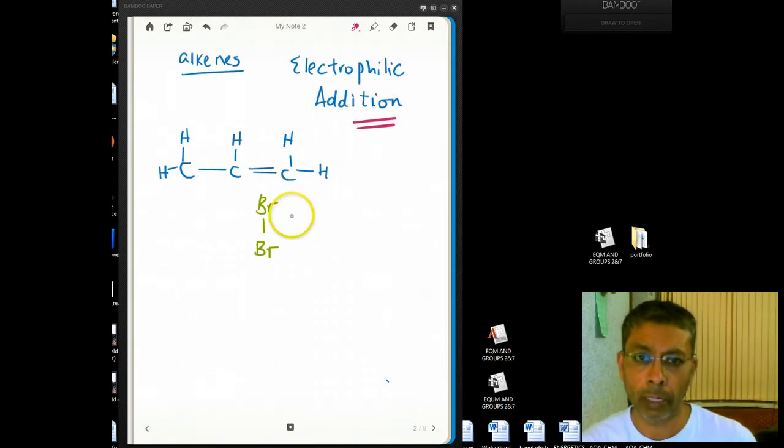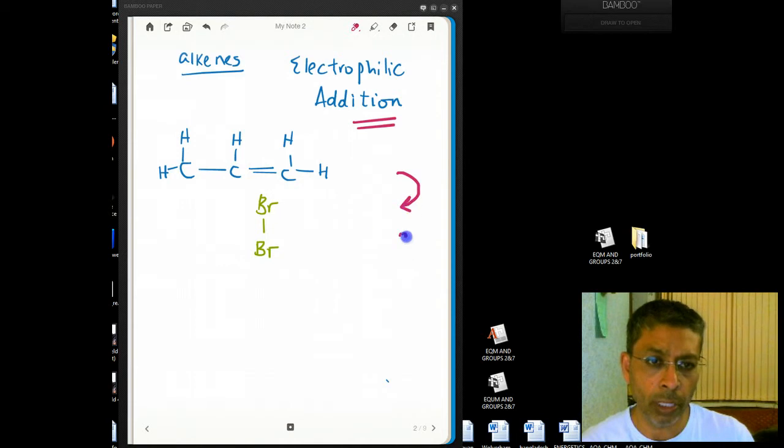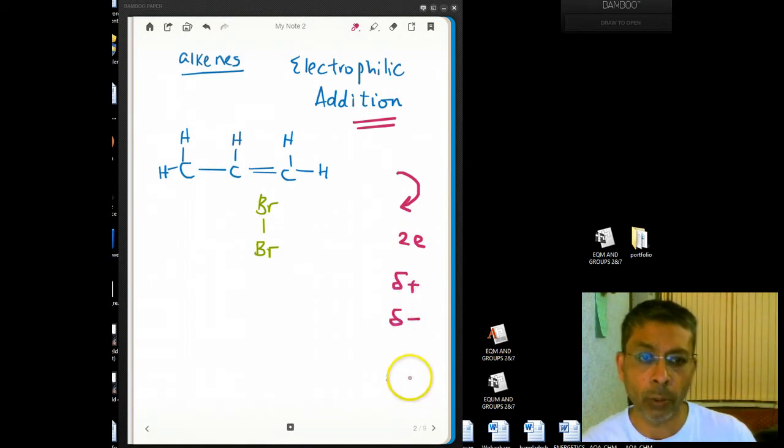Okay, so now when you do mechanisms, you need to show curly arrows, and a curly arrow like that will mean the movement of 2 electrons. Okay, you must also show the partial charges where necessary, and you also have to show a lone pair of electrons with a negative charge if possible. May not always be a negative charge, but at least show the lone pair of electrons. Okay, like that. So include these things in your mechanism.